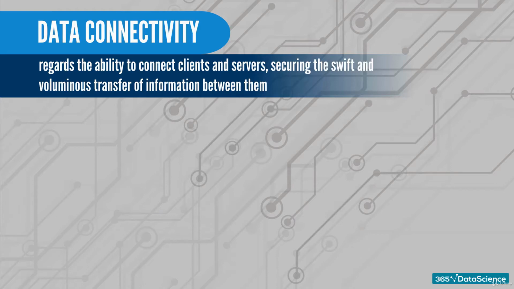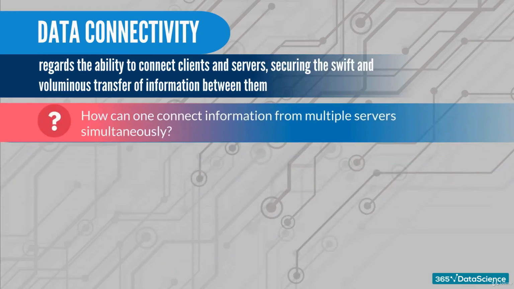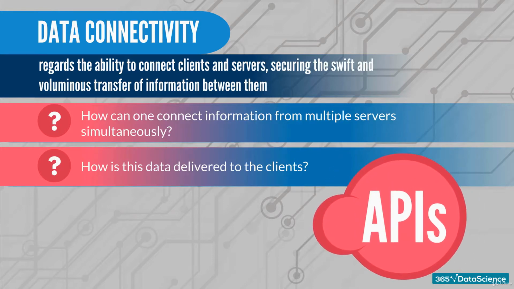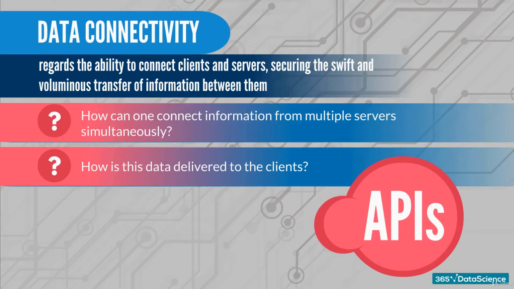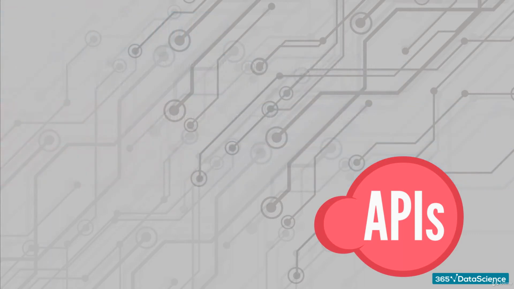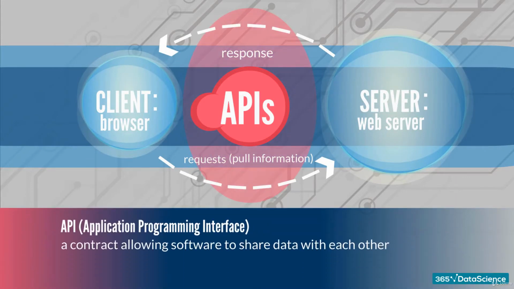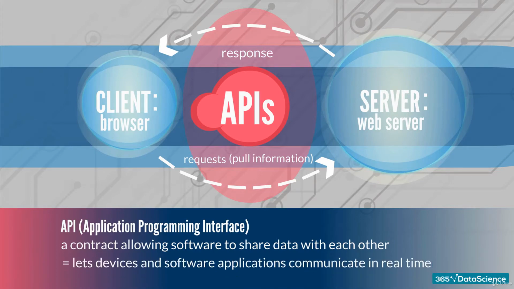Okay, but how does it happen? How can one connect information from multiple servers simultaneously? How is this data delivered to the clients? The simple answer is by using APIs. Application Programming Interfaces, APIs, are the software tool that makes this entire beautiful picture a reality. Technically, an API is a contract allowing software to share data with each other. Otherwise, in simple words, it lets devices and software applications communicate in real time.